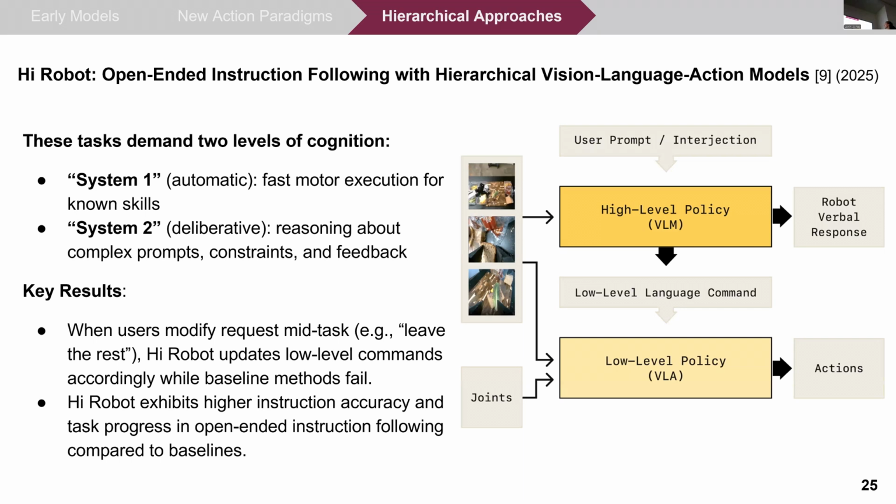What they found with this two-level cognition model is that if users modified a request mid-task, like saying "leave the rest," Hi Robot is able to update low-level commands accordingly, whereas the baseline methods they compared to don't really make the right modifications. They also find that Hi Robot has higher instruction accuracy and task progress in open-ended instruction following compared to some of the baselines they look at.